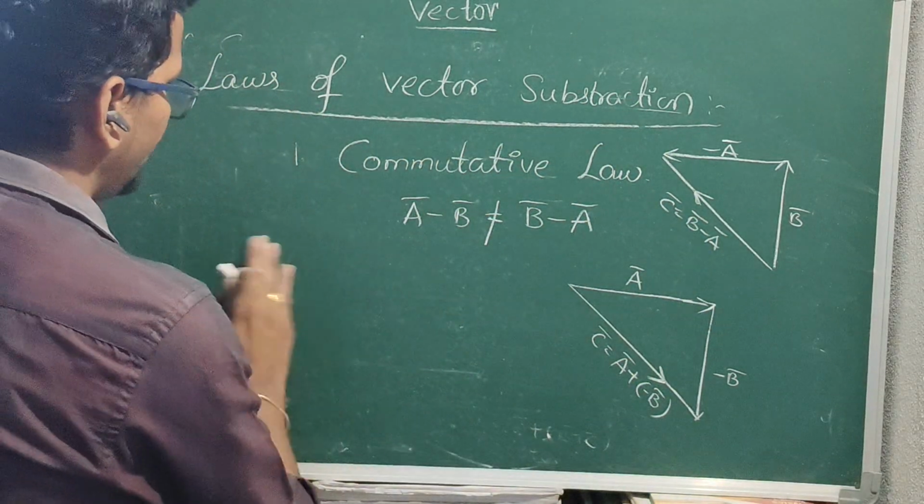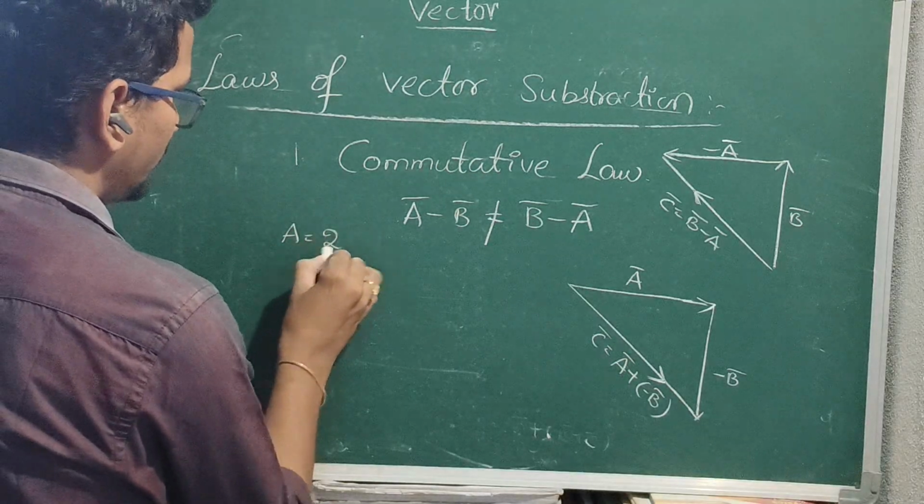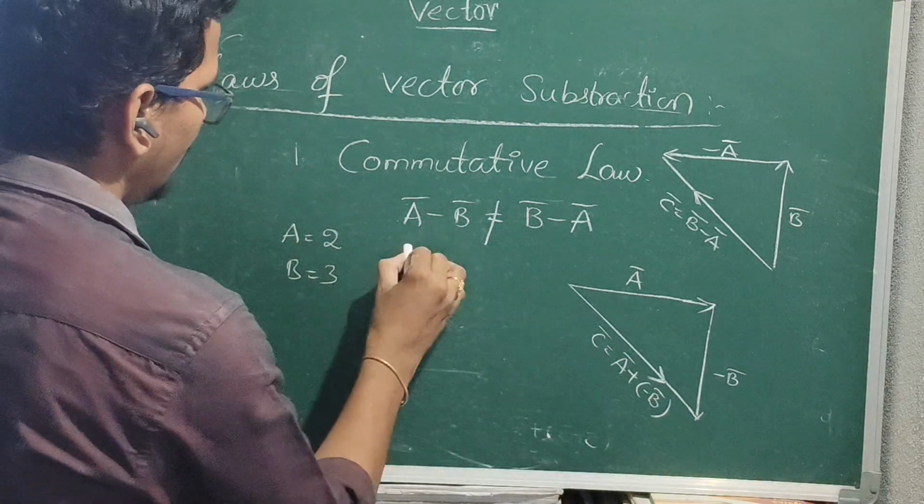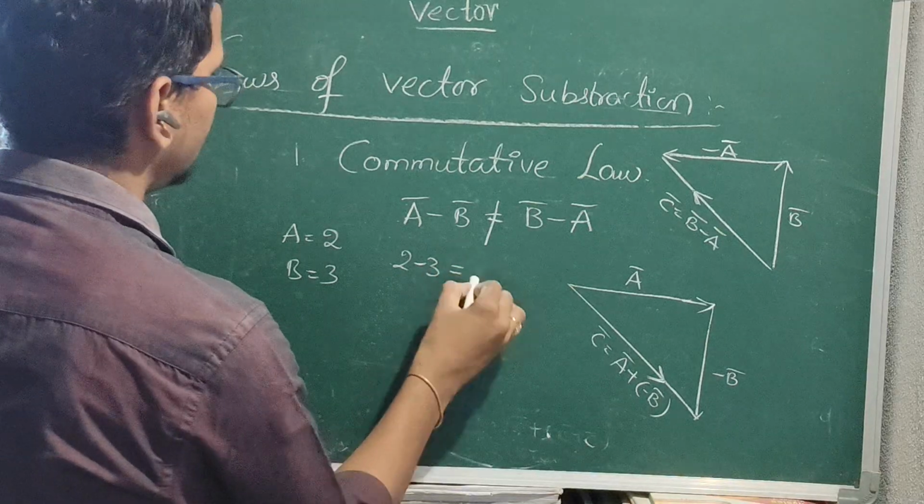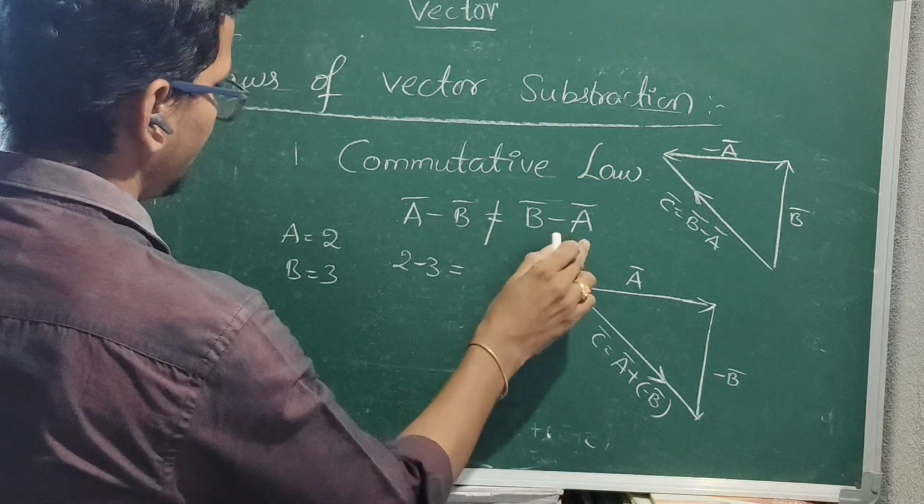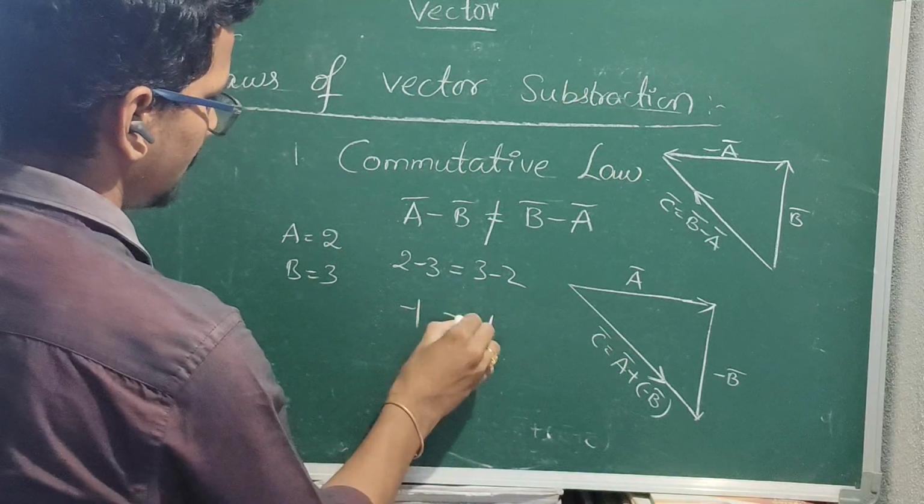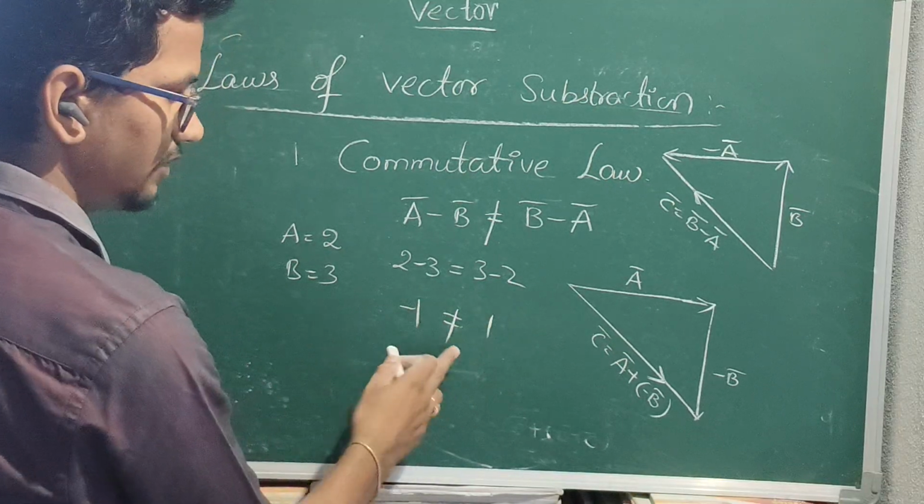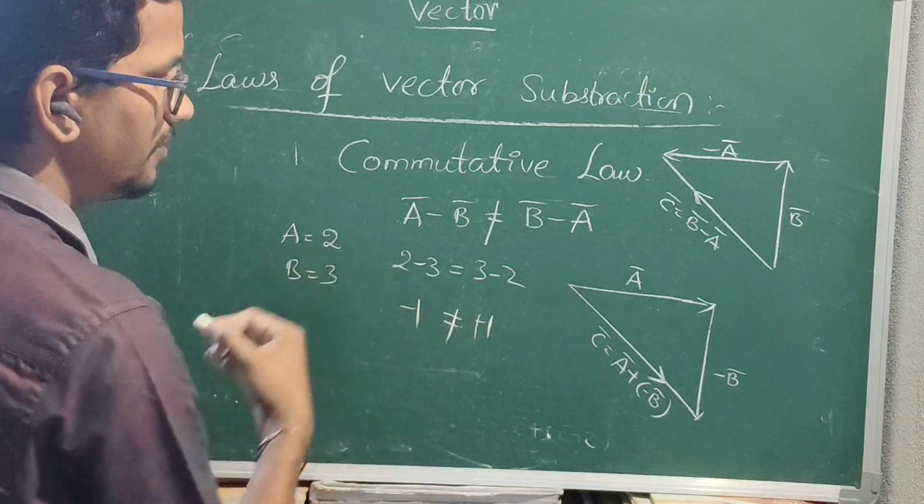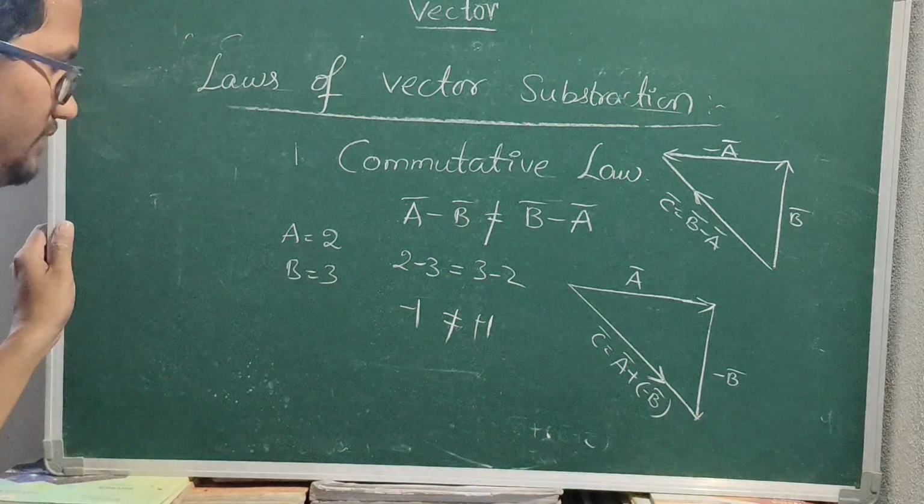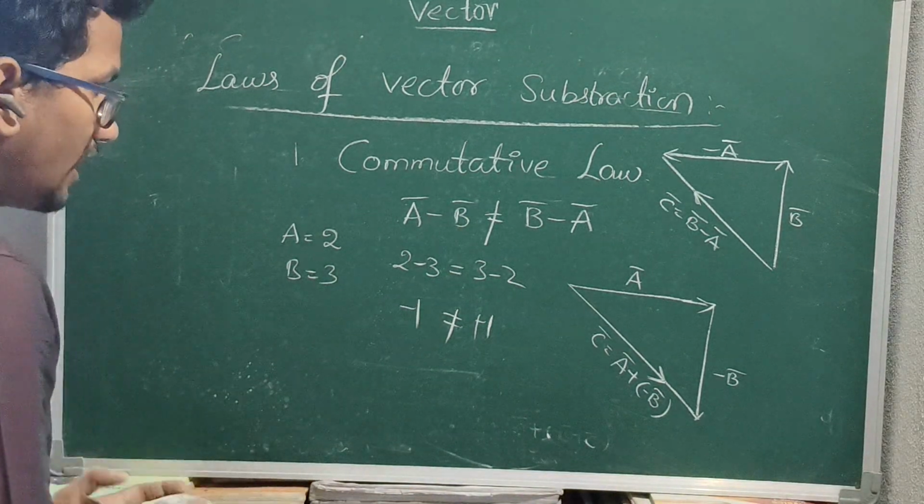See, from this we need to take the values. A is equal to 2 and B is equal to 3. 2 minus 3 is not equal to 3 minus 2. Yes, minus 1 and plus 1 are not equal, but the magnitude is the same. The direction is here only plus, here only minus. The direction is opposite. Then how can you write it in the other way?